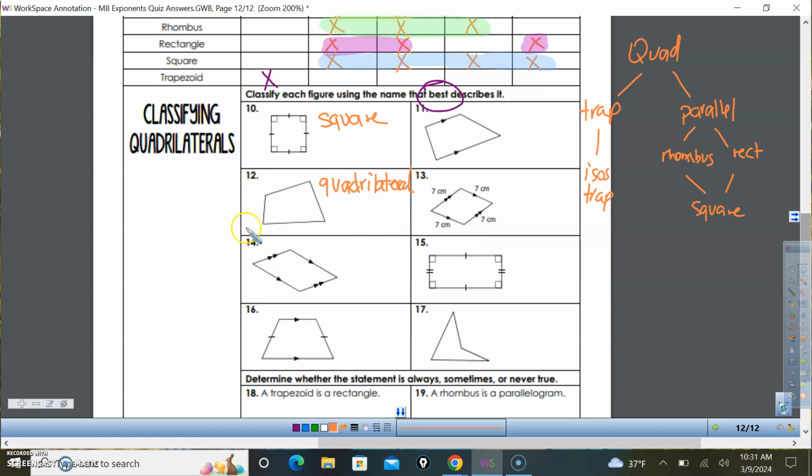For number 14, as soon as I see two sets of parallel sides, I instantly know that I have to go down the parallelogram side because a trapezoid only has one set and a parallelogram has two. So I know it's at least a parallelogram. In order to be a rhombus, it would have to have four congruent sides, which this does not. And in order to be a rectangle, it would have to have right angles, which this does not. So number 14 is a parallelogram. That's as far down the flow chart as we can go.